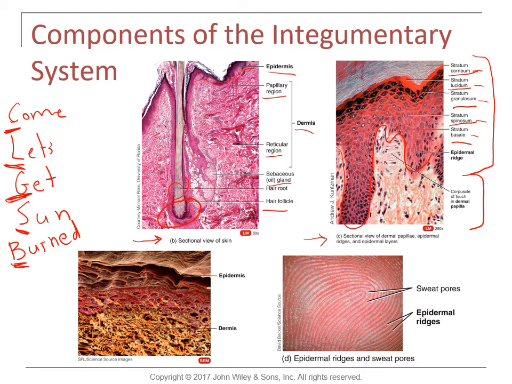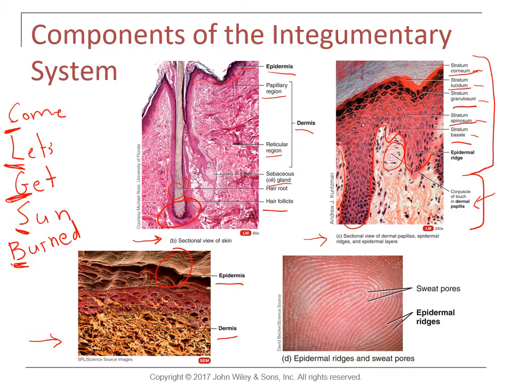Okay, so here, this is a way to remember the 5 layers of the epidermis. And then here we have, from the papillary region of the dermis, the corpuscle of touch. Here, if we look at the figure, this is under a scanning electron microscope, and we can see the epidermis and the dermis. As you can see, the epidermis is made up of 5 different layers.